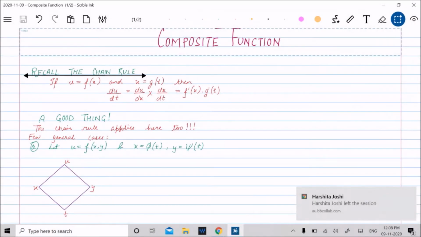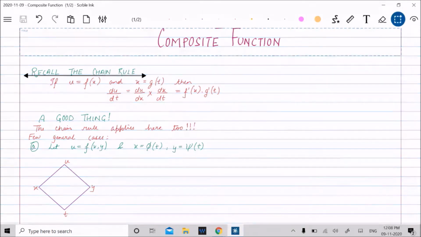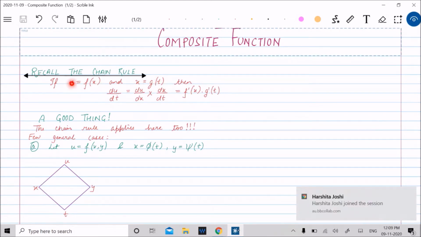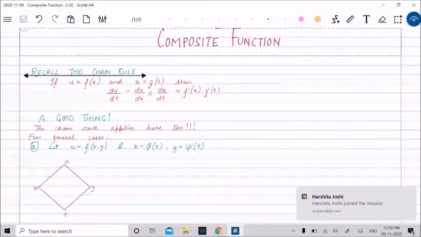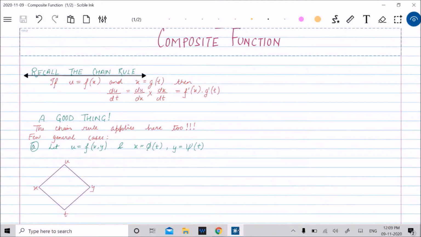So what a composite function is, before actually talking about the composite function, you should recall the chain rule which you studied in differentiation in class 11th or 12th, right? So there was a chain rule in differentiation which was something like this. See, if u is a function of x, and further x is a function of t, so there is a kind of chain, u depending on x and then x depending on t, right? Then the derivative of u with respect to t can be evaluated using this chain rule, right?